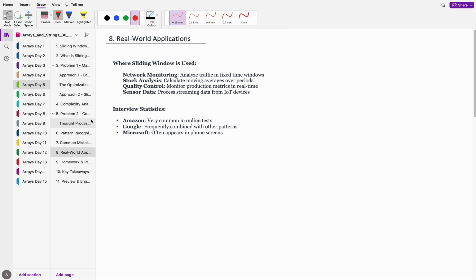Next is real world application. So let's talk about this: where sliding window is used. Network monitoring uses it, analyzing traffic in fixed time windows. You must have heard about this too many times. In real life you hear a lot about events happening in fixed time windows. So obviously if an algorithm-based approach is needed, this same logic applies. Where fixed time is mentioned, a fixed window is also being talked about. Okay. So fixed time window is there.